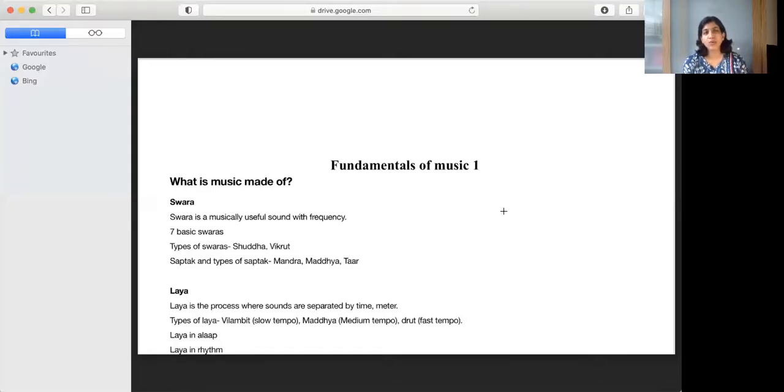So even all the pleasing sounds are also not used for music. Like when we go to a beach and we listen to waves coming, we can listen to this wave sound for a long period of time. It is not that we don't like it, but those sounds are not directly used for making music, or we cannot call them as the swaras.